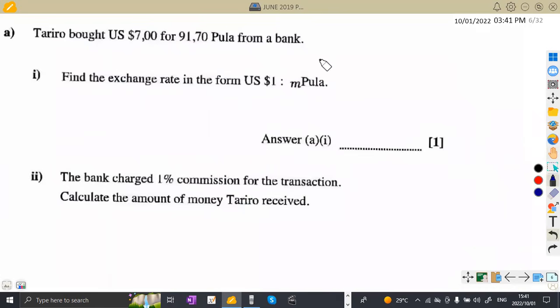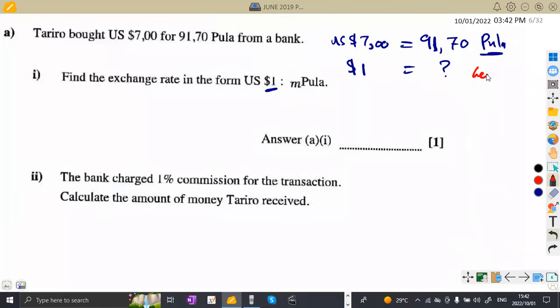So you're simply saying, for what Tariro bought here, it was $7, which is equivalent to how many puller here? That's 91.70 puller. So what is the equivalent for a dollar? For each dollar, we do not know the equivalent in the puller. So it's going to be less, as you can see. 7 was this, so this one is going to be lesser. So that will be 1/7 times this amount. So it's going to be 1/7 times 91.70 in puller. So your answer is going to be in pullers. So that's the concept.